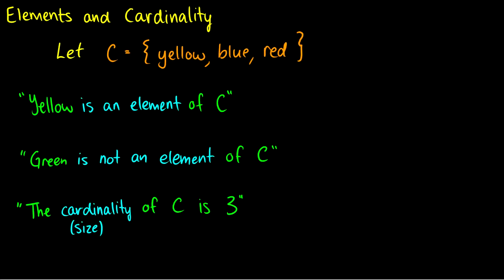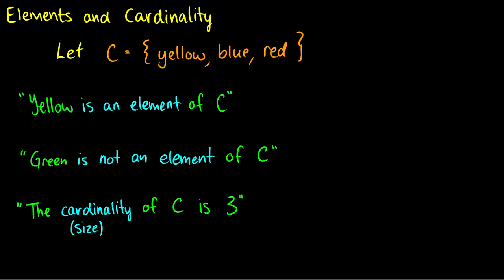So, elements and cardinality. Now we know what sets are. Now we know some additional pointers about sets. We know some common sets, but we want to be able to talk about the things in those sets and how big those sets are. So I have C, and I have a set containing yellow, blue, and red. So these are the primary colors. In fact, sets don't have to be all mathematics. They can be words too and have meaning in the real world. So I want to say something like yellow is an element of C. And this means that yellow is inside of our set C.